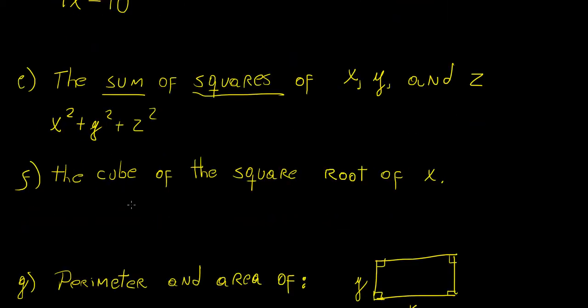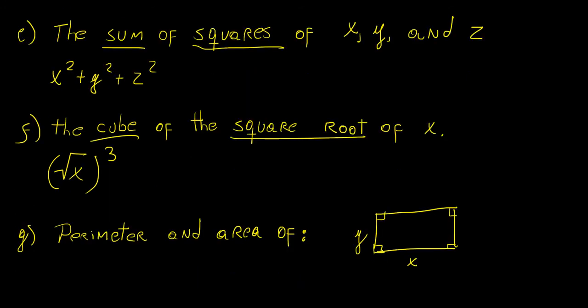Now for question F here, we want to express the cube of the square root of x. So there are 2 things that we're doing here. We're taking the square root of x, so that's written in this form, and then we're going to take the cube of that, which is raising this whole thing to the power of 3. So that's how we would essentially interpret that question.